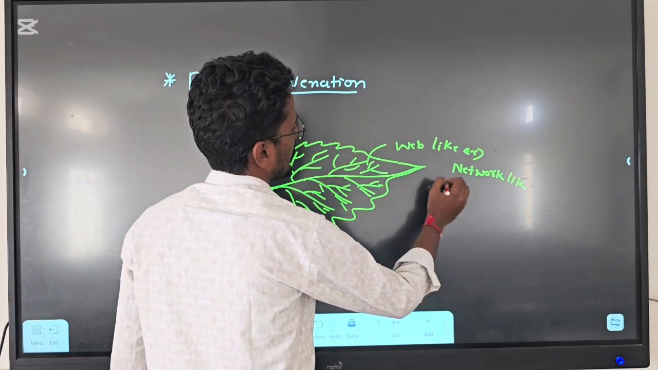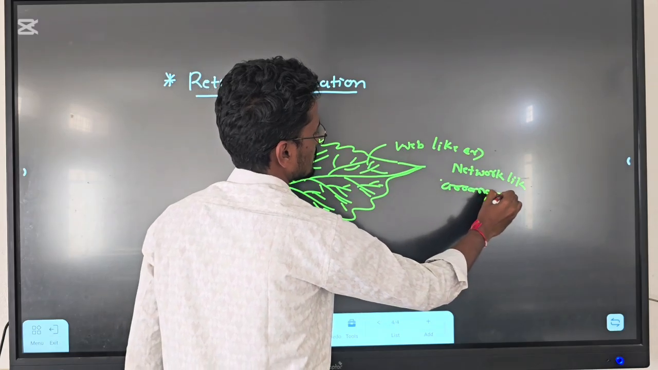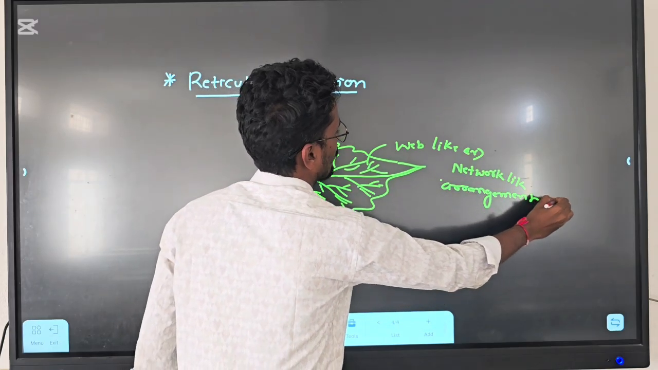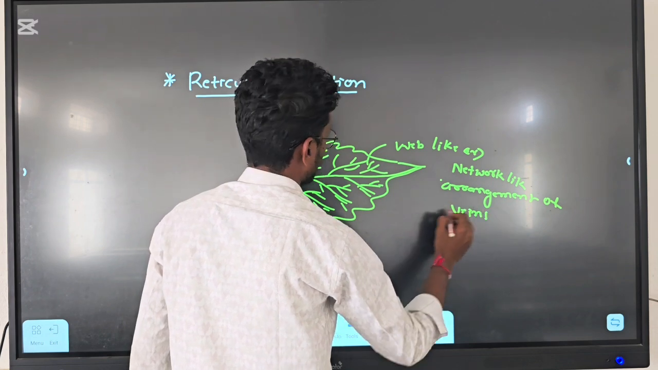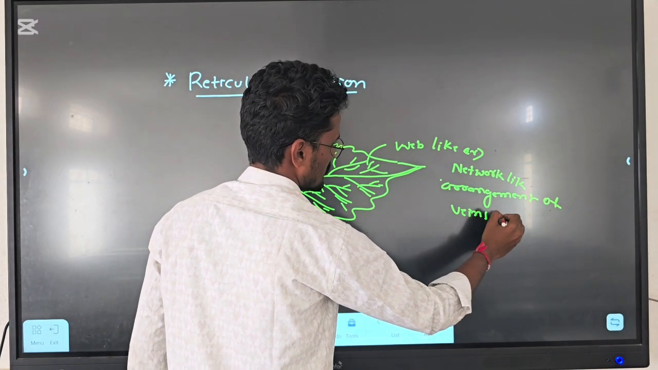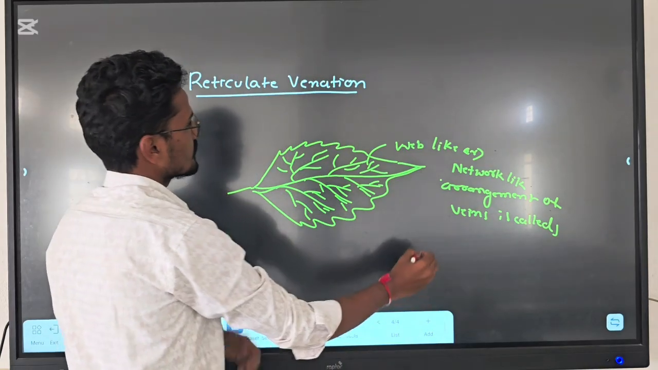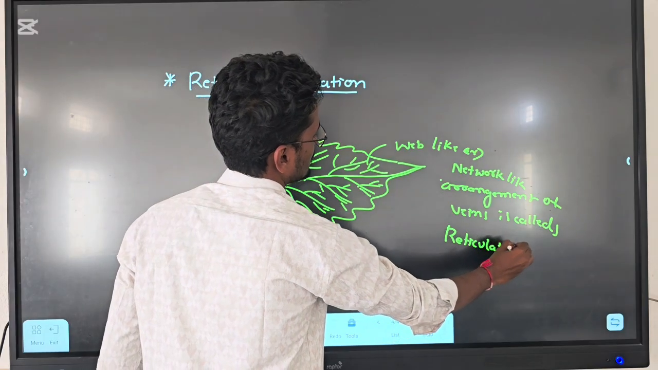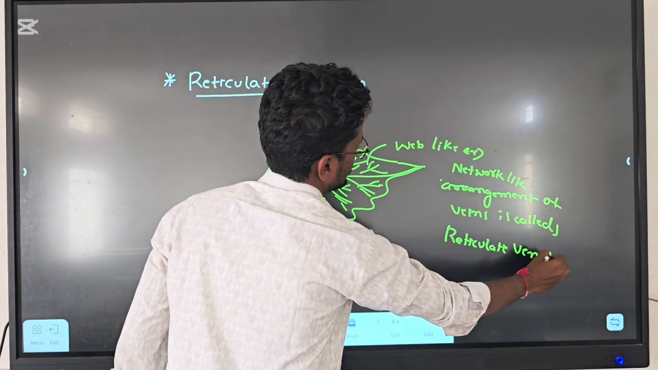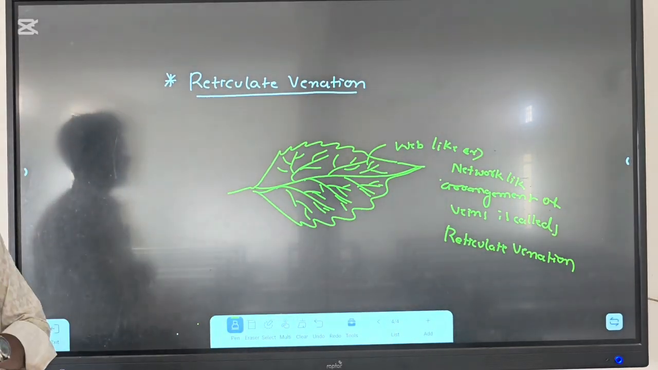Web-like or network-like arrangement of veins is called reticulate venation. Okay, so this is about reticulate venation.